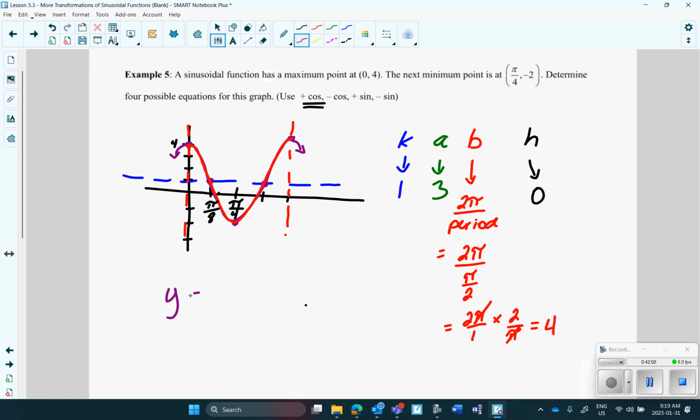So what does it look like? y equals 3 cos (4x), because there's no shift, and then plus 0, which I don't have to write, plus 1. Oh, sorry, I was looking at h. Good. Okay, there we go. We'll leave it at that.